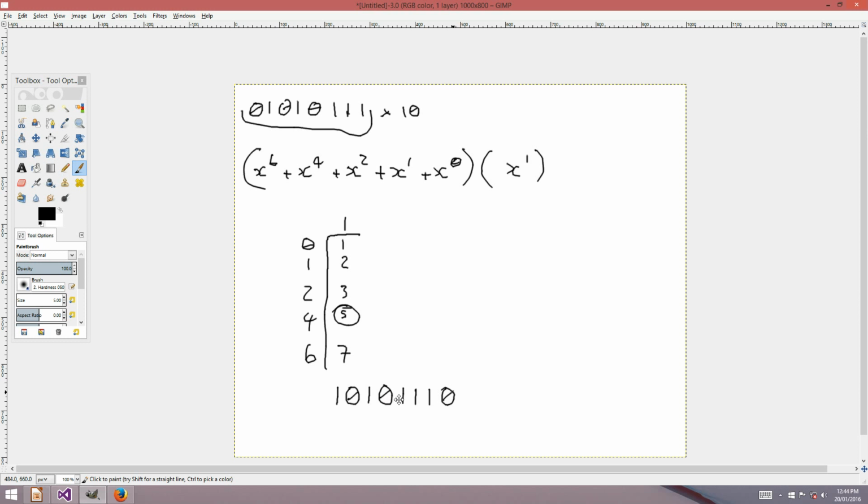1 0 1 0 1 1 1 0. That doesn't sound right. Anyway, moving along. Oh yeah, no, that's right. I think that's right.